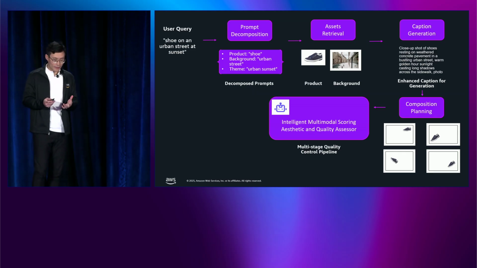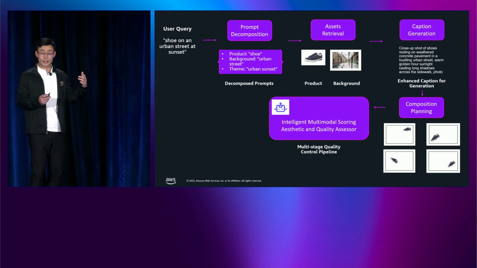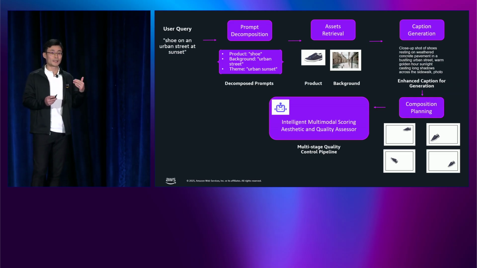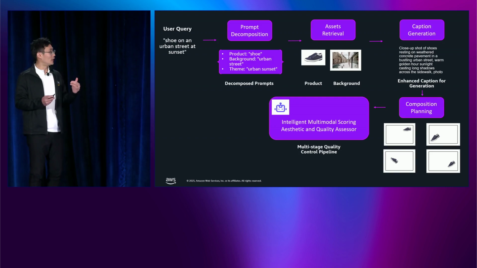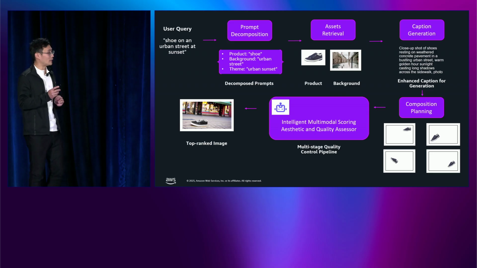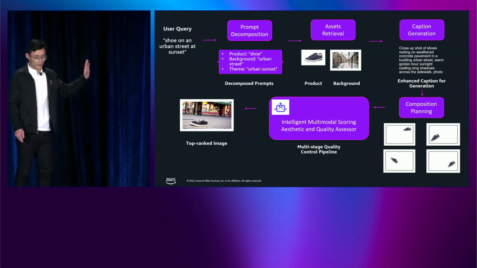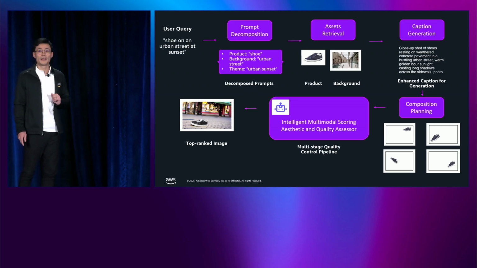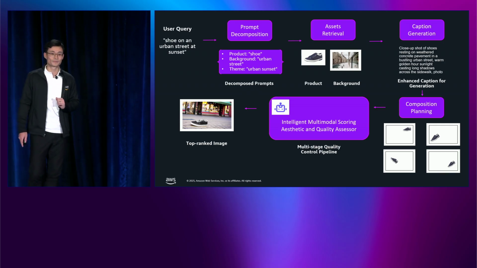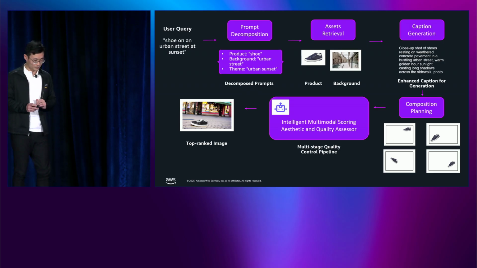So we build in this multi-step quality control pipeline as well, using vision language models, so it can inspect the images and provide feedback. We also incorporate traditional or classic image quality understanding algorithms so that you can pick the highest ranked aesthetic image that looks most stunning. And then this becomes one of the top ranked images as the output of this pipeline. Everything look good so far?